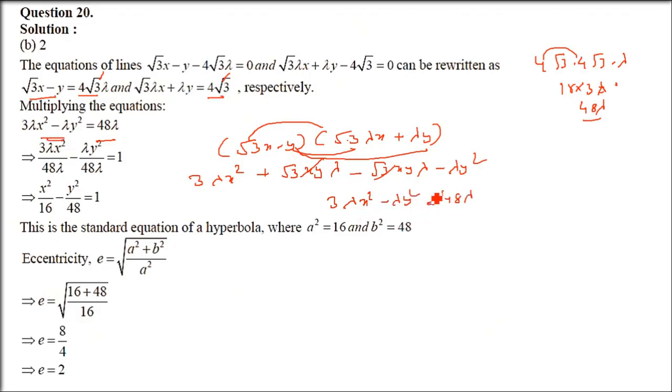Now divide both sides by 48 lambda. Now you can see the lambda gets eliminated. Also, x square by 16, and then we have y square by 48 equals 1. So you have a square as 16, b square as 48. Eccentricity is of course under root a square plus b square by a square. Put in a square and b square, and you will get eccentricity as 2. The answer is B.